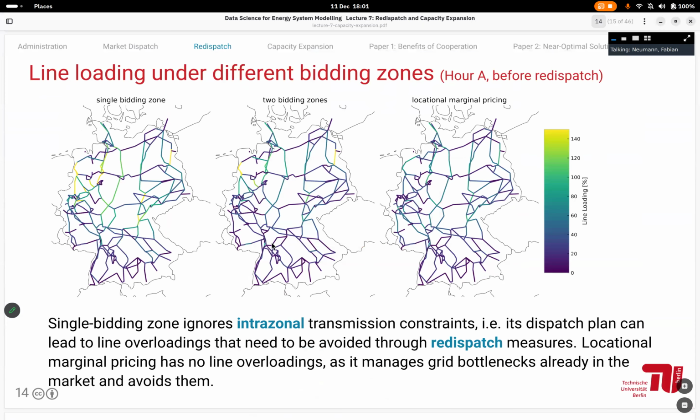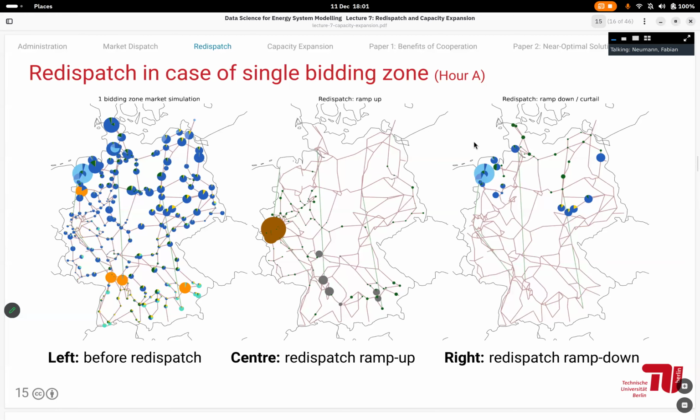Good. So I mean, this is from a simulation, not necessarily from optimization. And we see that we have some overloadings that would need to be fixed. We only have these yellow bits here in the left two cases, not in the locational marginal pricing, because in this case we would have all of these transmission constraints already incorporated in the market. So by definition, we don't have any overloadings here.